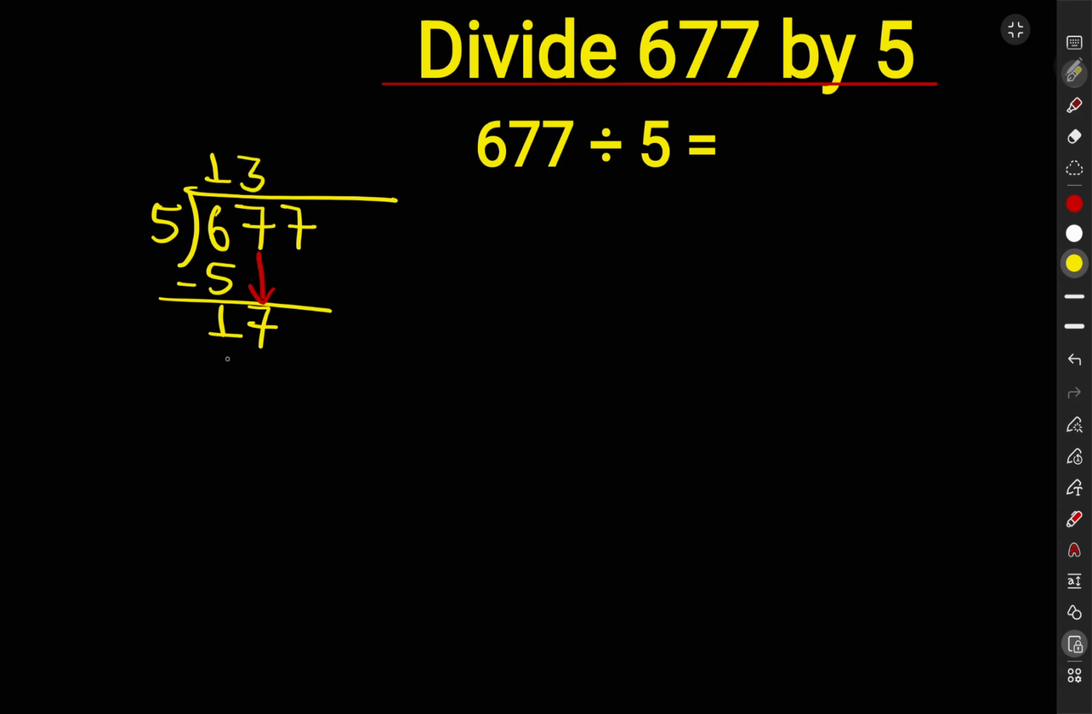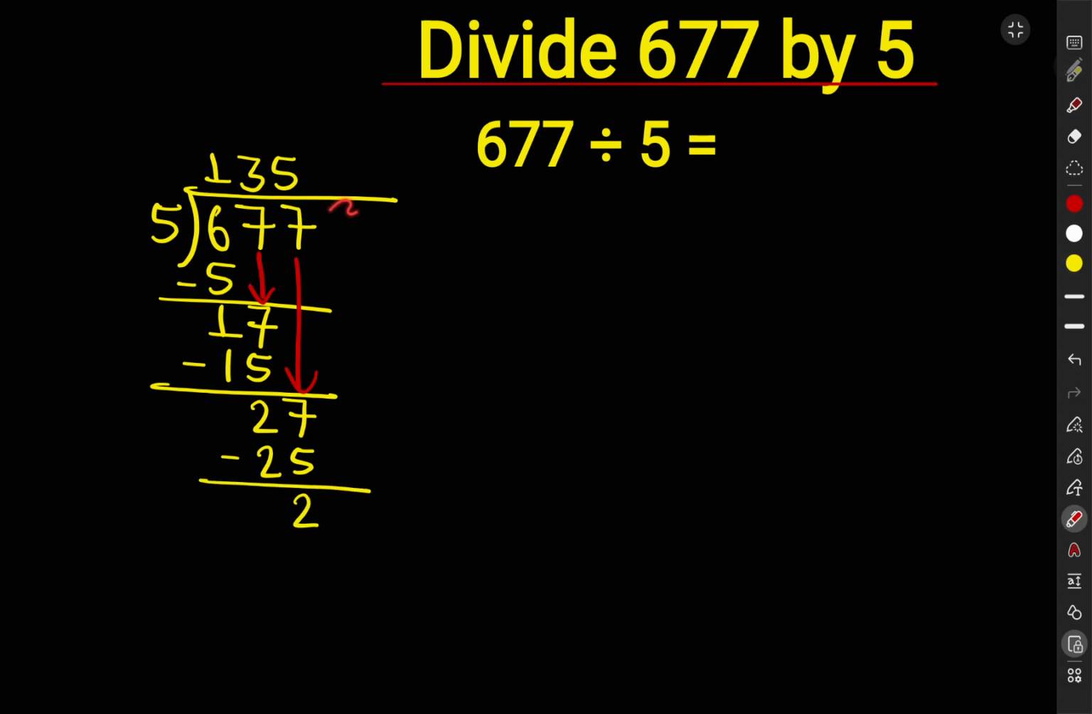5 times 3 is 15. On subtracting, we get 2. So again we put down the 7 and it is 27. 5 times 5 is 25. On subtracting, we get 2.